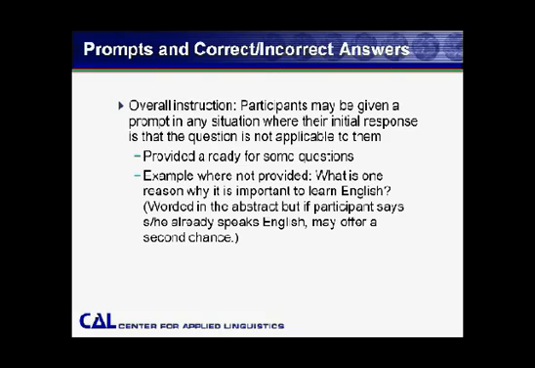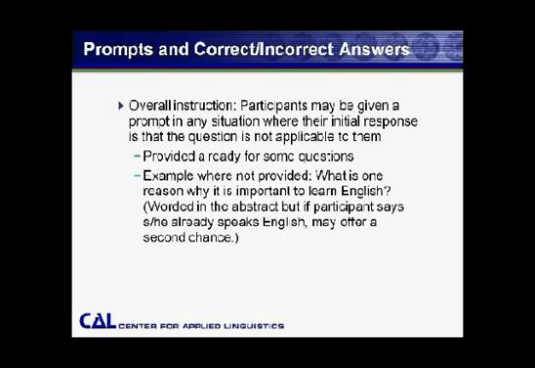For example, the question, what is one reason why it is important to learn English? Now this is worded in the abstract, so it's not meant to be what is one reason you, person sitting in front of me, should learn English. But in case they interpret it that way and they say, well, actually I already speak English, or whatever other thing they might say to that effect, you can go ahead and say something like, well, what's one reason why it's important for people in general to learn English?